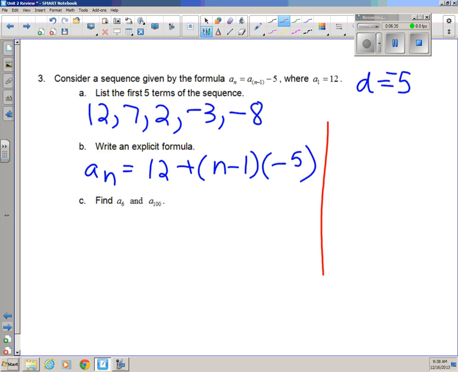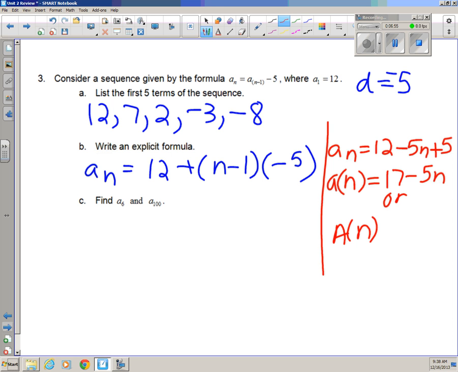For those of you that like to turn it into y equals mx plus b, you're going to say a sub n equals 12, and now as I distribute, I get minus 5n plus 5, or a sub n equals 17 minus 5n, or maybe you say a sub n equals negative 5n plus 17. Either of those counts as an explicit formula. The blue is the way they give it to you on the formula sheet, and the red is how you transfer that into y equals mx plus b.